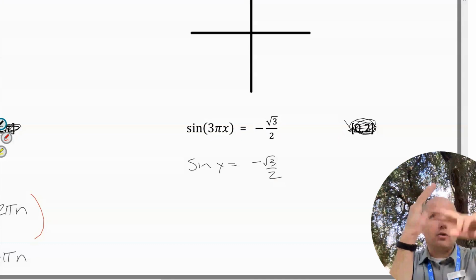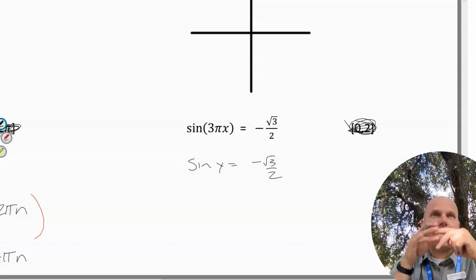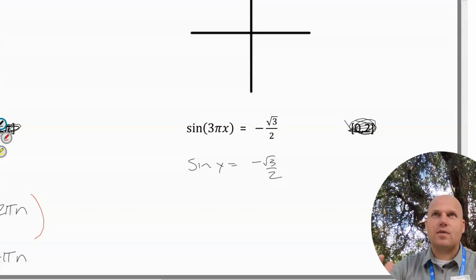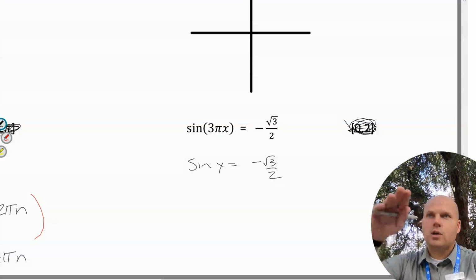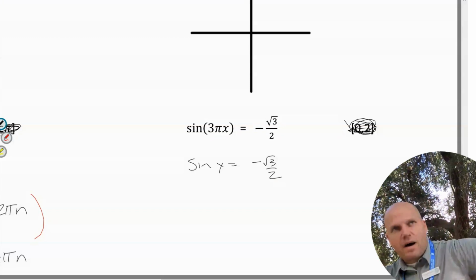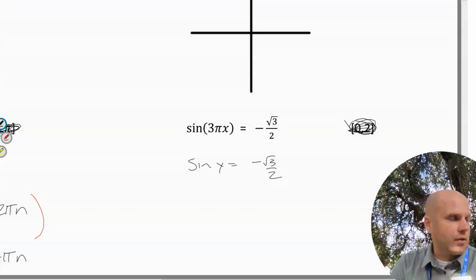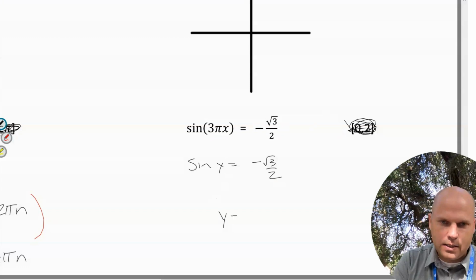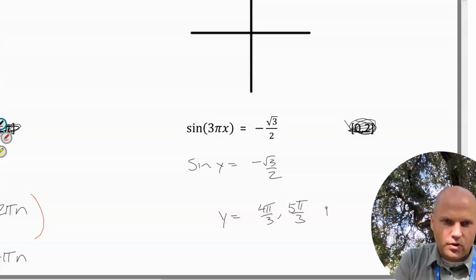Vertical, root 3 over 2, pi over 3. Sine is negative. The pi over 3 reference angle in the third and the fourth quadrant. Let's go over to 3 pi over 3, 4 pi over 3, 5 pi over 3, or 6 pi over 3 minus pi over 3, 5 pi over 3. So we want 4 pi over 3, 5 pi over 3. All coterminal angles.